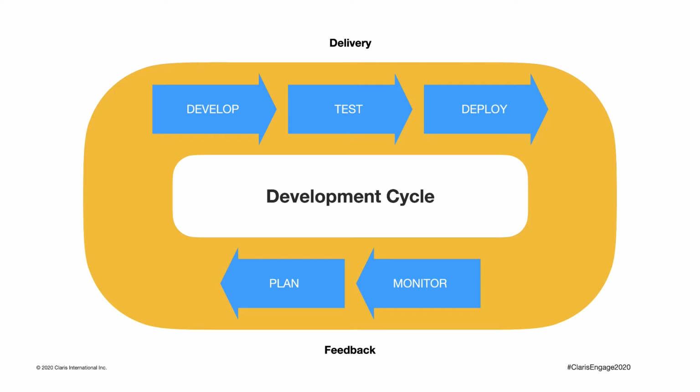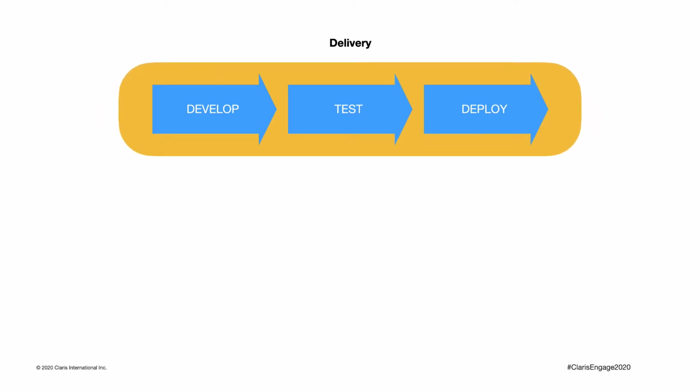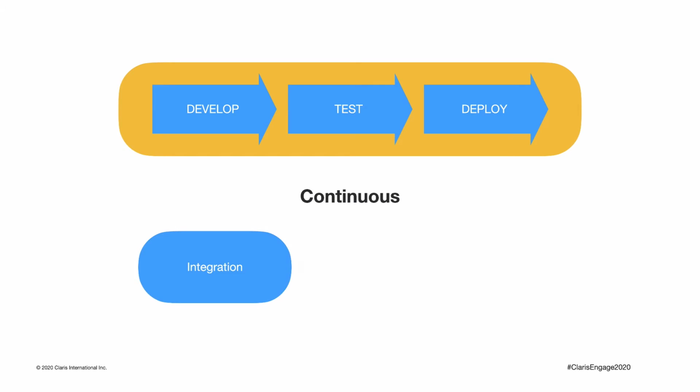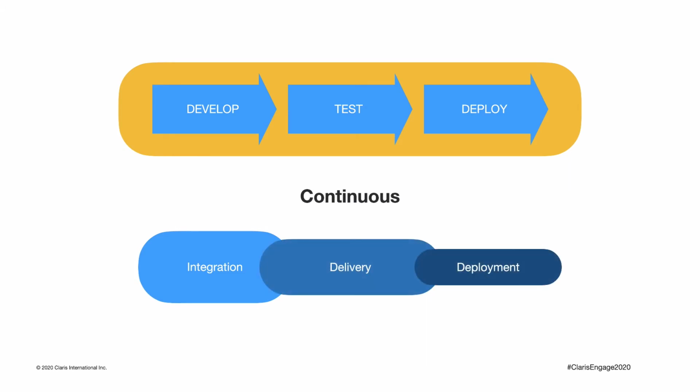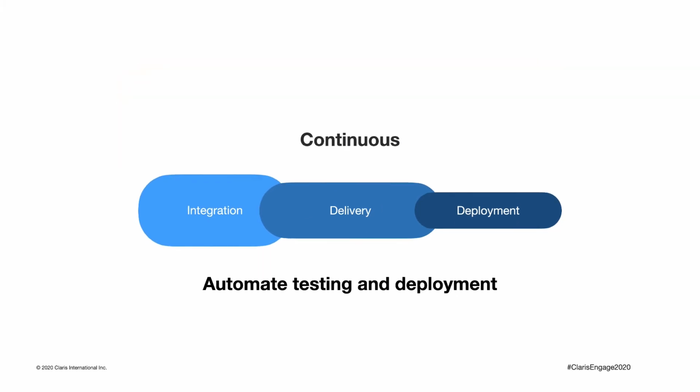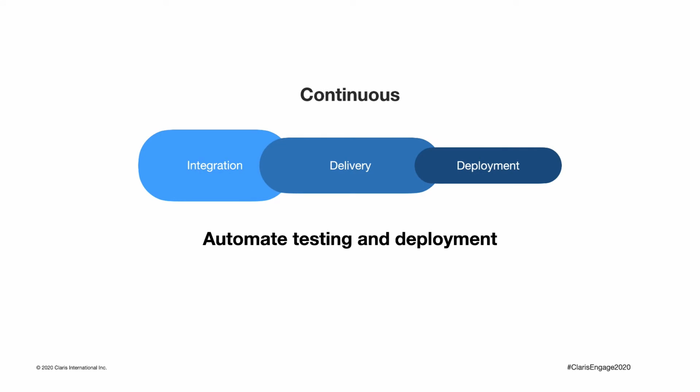Let's look at the delivery portion of the loop. To facilitate delivery, DevOps uses several practices that build on each other. There is continuous integration, continuous delivery, and continuous deployment. And the main thrust of these practices is to automate the testing and deployment of code changes. With DevOps, the automation of testing and deployment is closely tied to another key component of software configuration management called revision control. And we'll look at that next.